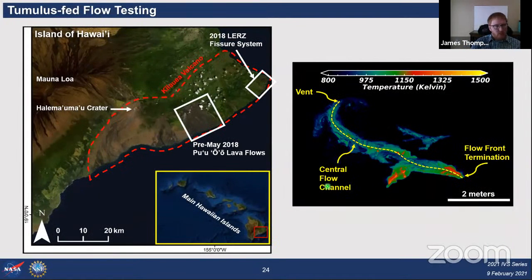So the next thing I wanted to do was to understand how these thermal properties varied along flow within a channel, from initiation at the vent to termination. To do this, I was lucky enough to find a small tumulus-fed lava flow that was about 6 meters long, and I was able to quantify this. And I wanted to use this to better understand the relationship of these during propagation. And again, this was taken pre-May 2018 on the lava flow field from Pu'u 'Ō'ō.